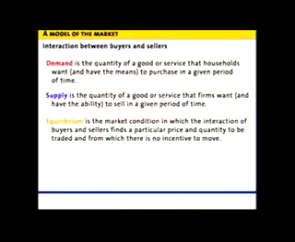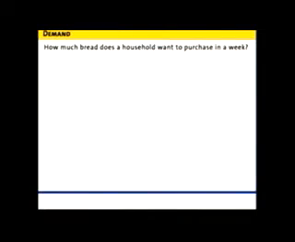Let's take some explicit example. Suppose we're talking about the good bread. And suppose we want to answer the question, how much bread does a typical household purchase in a week? Well, what we want to do in order to answer this question is make a list of all of the factors that influence the quantity of bread that a household would be willing and able to buy.